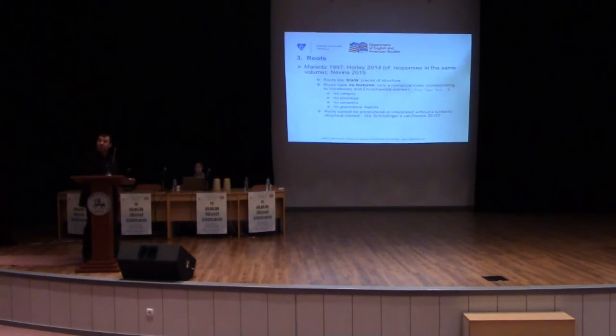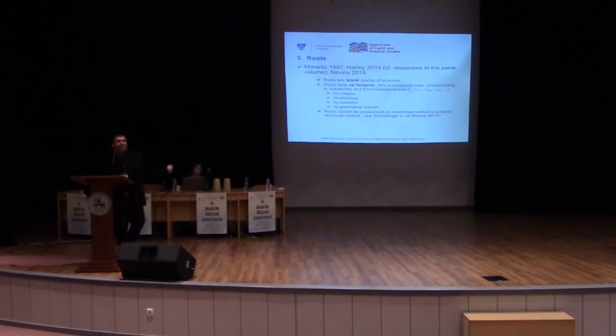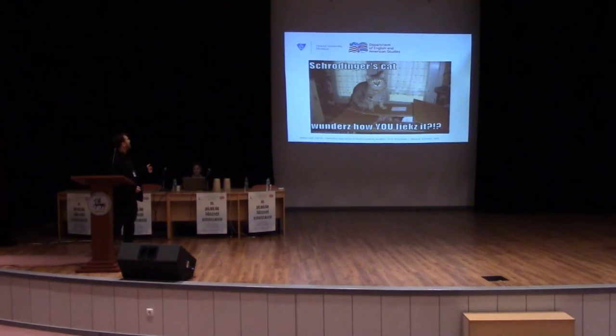Roots have no category. Roots have no phonology. Roots have no semantics. And they have no grammatical features. Okay. In other words, roots can never be pronounced or interpreted unless they are combined with syntactic terminals in syntactic structure. So Nevins has this great analogy. Roots are like Schrodinger's cat. Okay, give me the next one. Bam! Schrodinger's cat wonders how you like it.